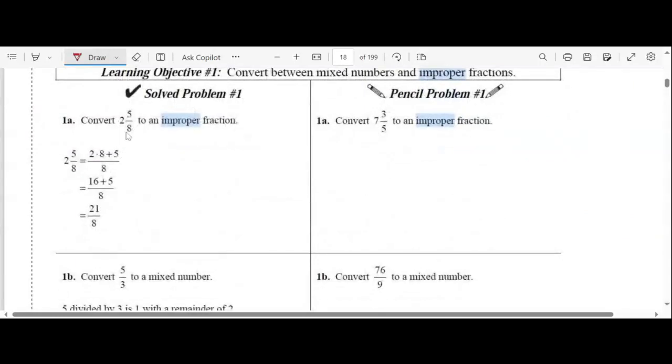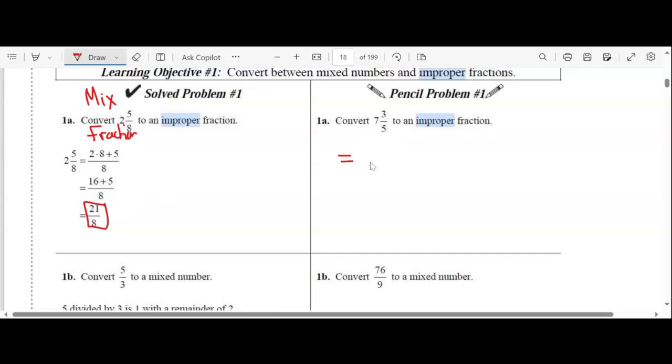Convert, this is called a mixed number or mixed fraction. Why is it called mixed fraction? Because it's a whole and a fraction. I need to convert it to what? Improper fraction. So multiply 2 times 8. How much is 2 times 8? Plus 5? 21. So it will be 21 over 8. Is this clear? Yalla, do this one.